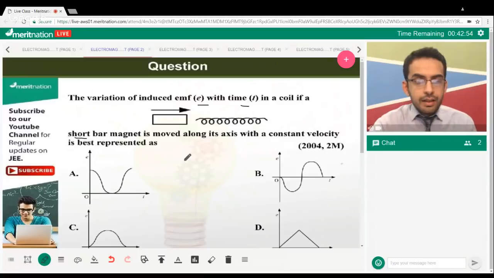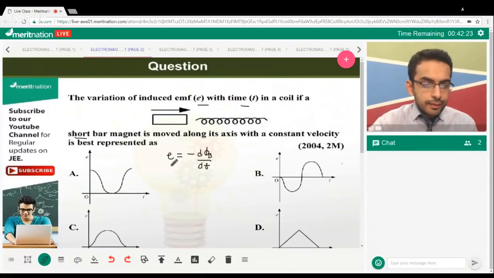How to understand that? First of all, in the last class we had learned that the EMF induced is given as minus d phi B by dt, the rate of change of flux. We have a negative sign. I hope you are able to recall why we have the negative sign: because of Lenz's law, right? So E is given by minus d phi by dt.